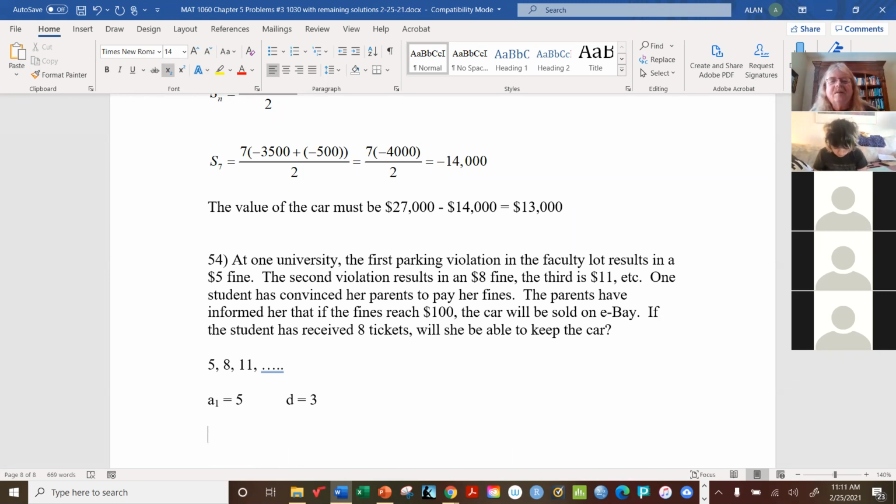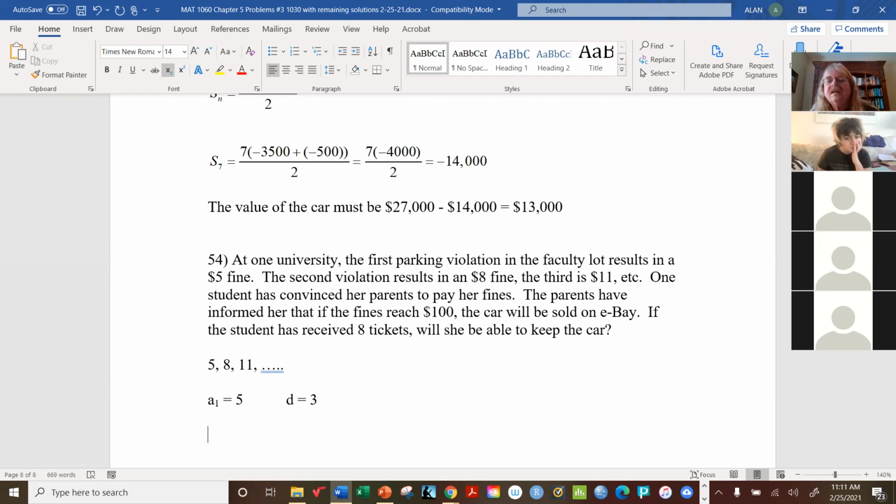So now here's the problem. We have this student who's convinced her parents to pay all these fines. She apparently does this all the time. So they've said to her, listen, yeah, we'll pay them, all right, but if your fines go over $100, we're going to sell your car. And you're going to walk to school from now on. The unfortunate thing is that she's already got 8 tickets. So what's going to happen to her?